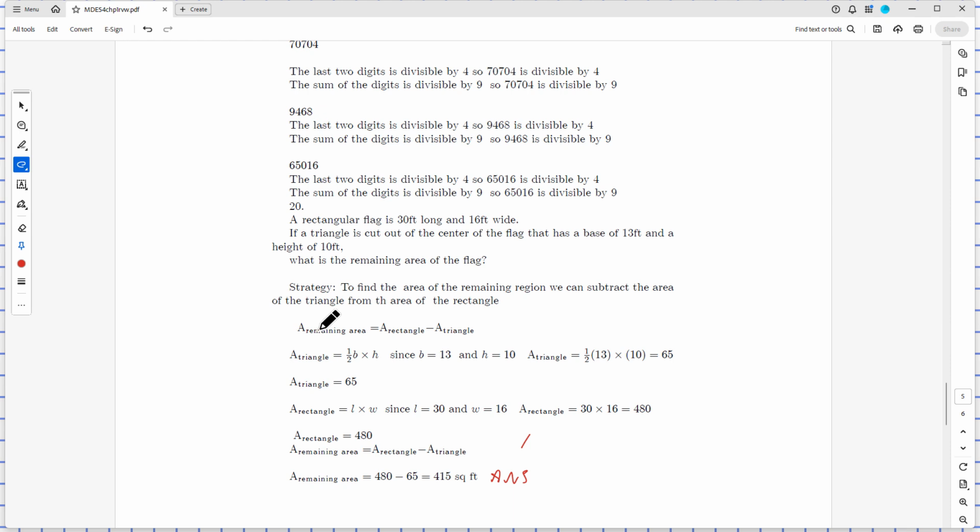Okay, so the remaining area is equal to the area of the rectangle minus the area of the triangle. And then I have the formulas here. Area of a triangle is 1/2 the base times the height, and the area of the rectangle is length times width. So we can plug in our values that are given to us, and we find that the area of the triangle is 65 and the area of the rectangle is 480. Then we can subtract them. We get 415, and that is the remaining area. And that's the answer, 415 square feet.